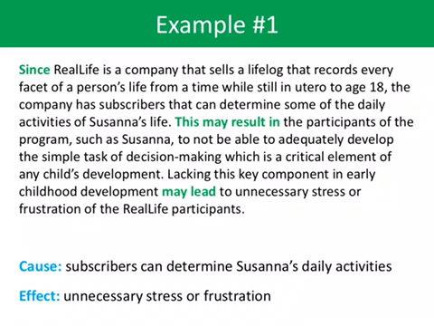So here's an example from the future scene that we had you read about, life log. So since Real Life is a company that sells a life log that records every facet of a person's life from a time while still in utero to age 18, the company has subscribers that can determine some of the daily activities of Susanna's life. This may result in the participants of the program, such as Susanna, to not be able to adequately develop the simple task of decision-making, which is a critical element of any child's development. Lacking this key component in early childhood may lead to unnecessary stress or frustration of the real-life participants.